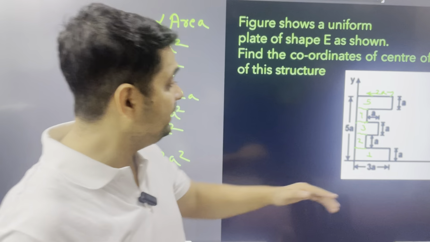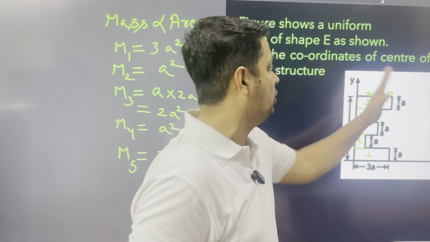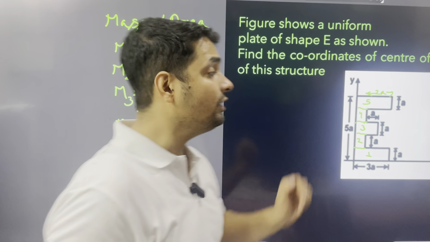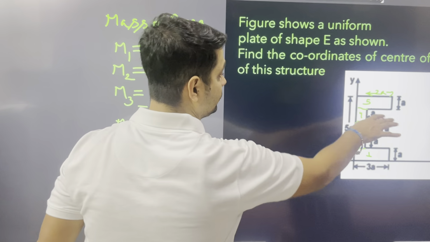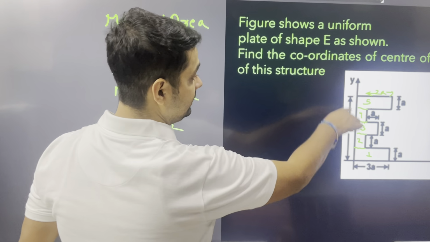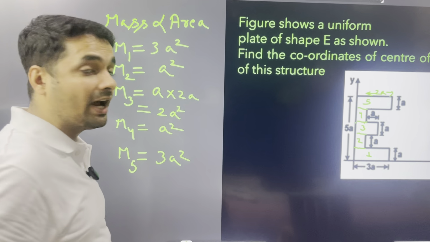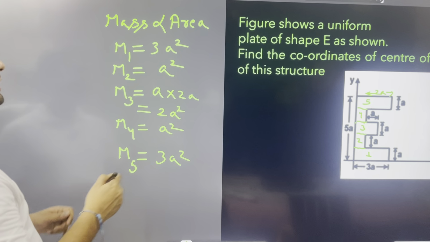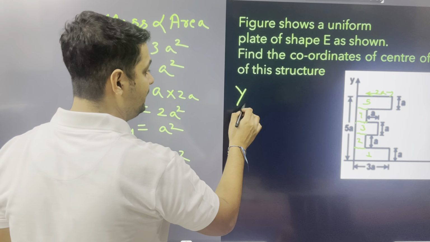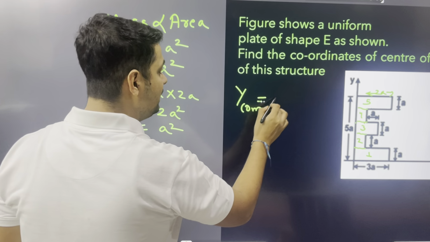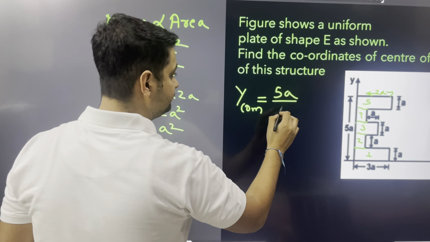But here only along the Y it is uniformly distributed, not along the X. So along the Y, it will be at the physical center. So what is the length along the Y? 5a. So its physical center will be 5a by 2. So we need not find the Y center of mass. We can directly write Y center of mass will be 5a by 2.